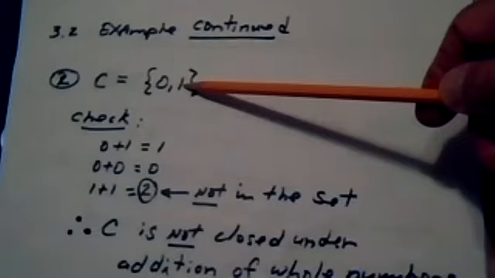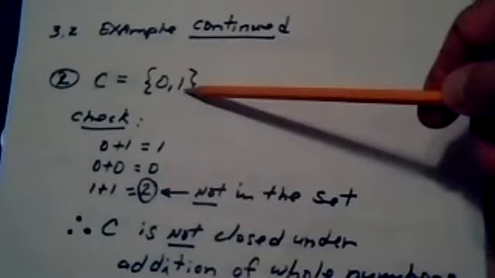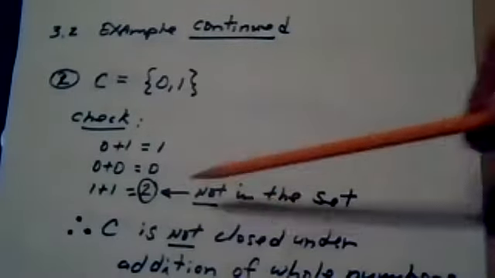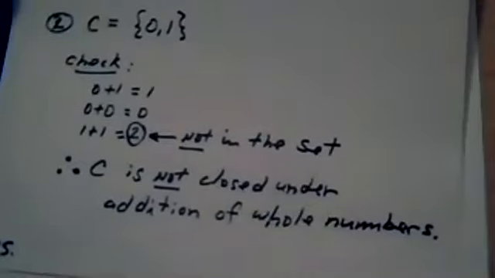1 plus 1 is 2, but 2 is not in the group. This guy left the group, not in the set. So C is not closed under addition of whole numbers. Set C.